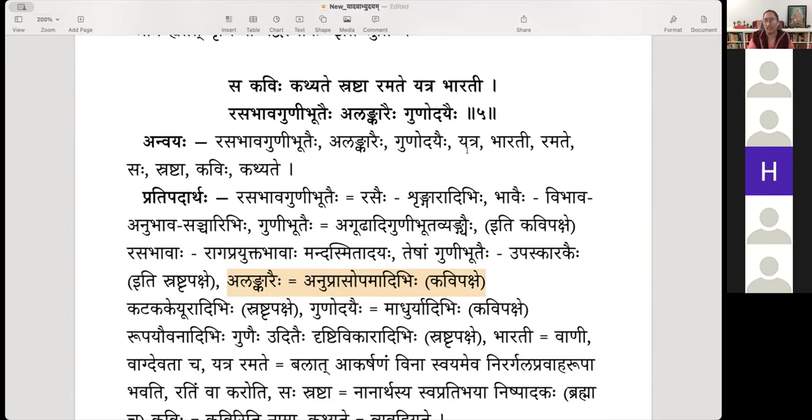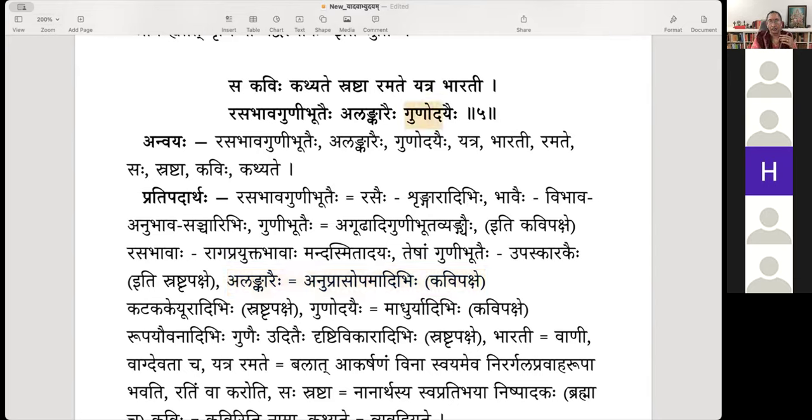Different figures of speech. Figures of speech is just a very simple way of saying it. But alankara has a bigger, more beautiful connotation there. It ornaments the meaning here.